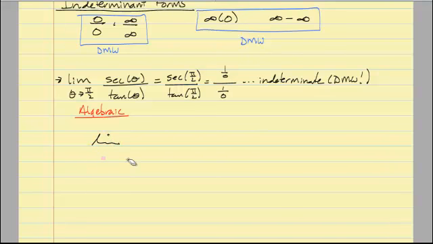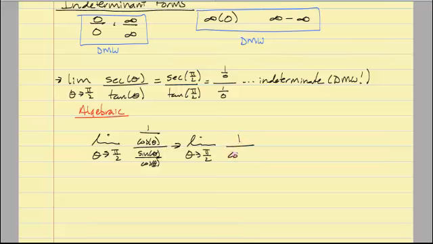Whoops, this is theta approaches pi over 2. So we're going to have to look at this in terms of trig functions and rewrite it here. Secant is 1 over cosine, tangent is sine over cosine. And of course, when you divide by a fraction, you multiply by the reciprocal. Now something I'd like you to keep in mind is you should always put parentheses around the arguments of your trig functions.